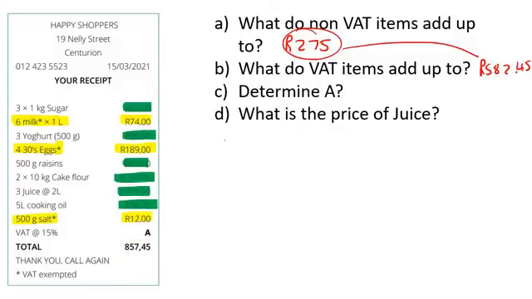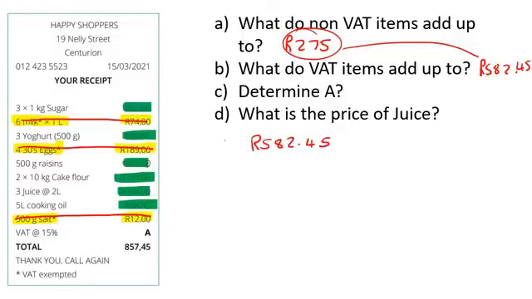Question C, determine A. Now here's where learners make a lot of mistakes. Okay, you got to be careful. So it says that the VAT is 15%, and so they want to know how much VAT was charged. So remember, don't include these items over here. They are not part of VAT. So you only look at the items that have VAT, which is 582 Rand and 45 cents.